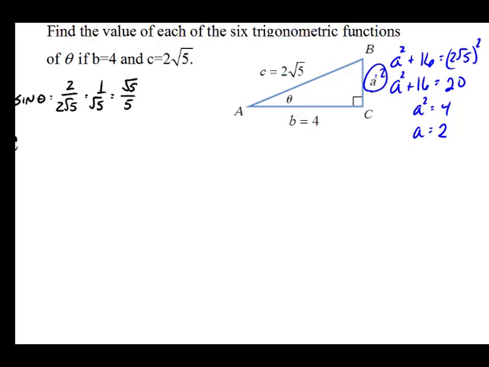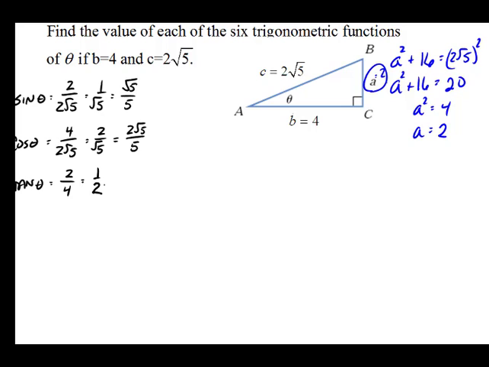The cosine of theta is adjacent over hypotenuse, which would be 4, the side B, over 2 square root of 5, which is the same as 2 over the square root of 5, just canceling. And again, we could rationalize the denominator by multiplying top and bottom by the square root of 5. That'd be 2 square root of 5 over 5 for the cosine of theta. Tangent of theta is opposite over adjacent. So that's just 2 over 4, which is equal to 1/2.